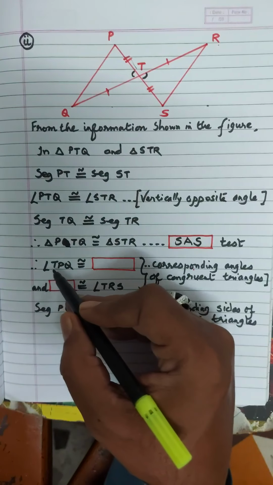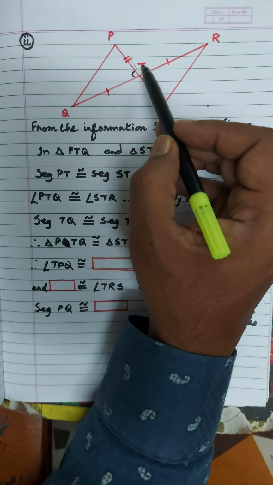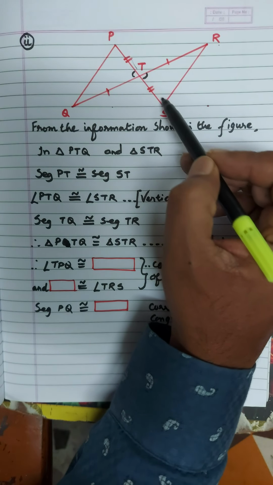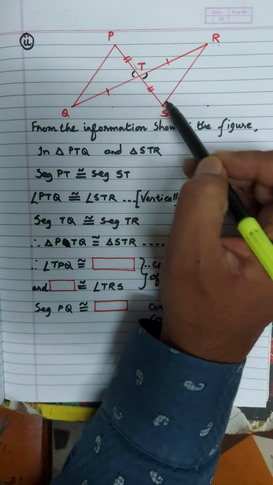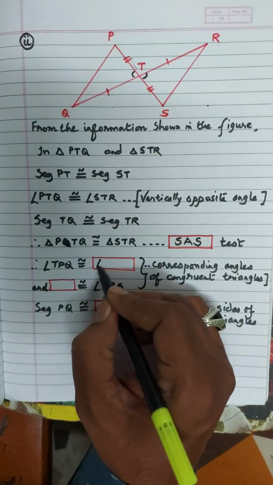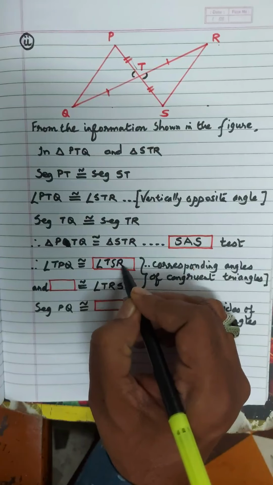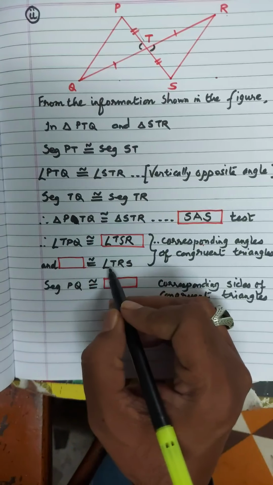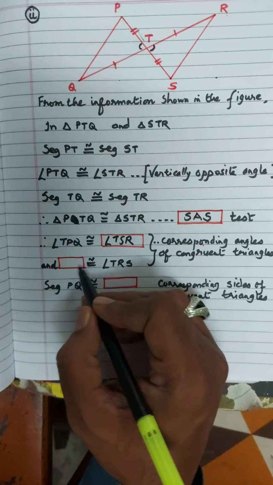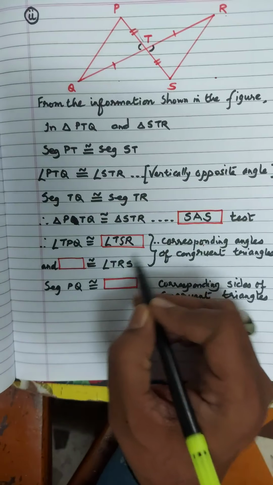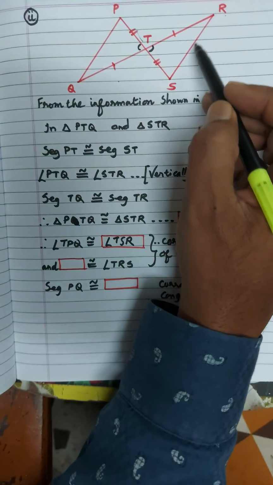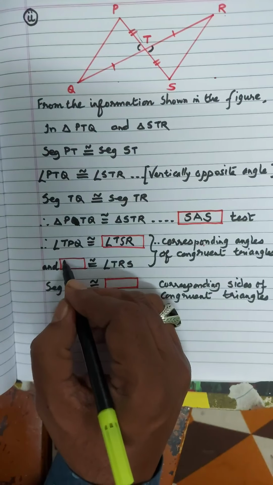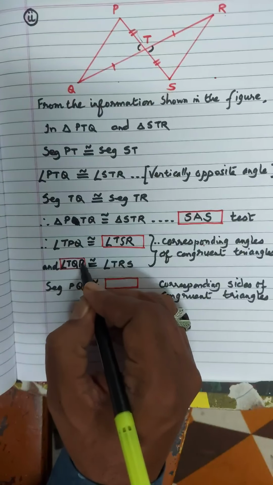Now look at the triangle here, angle TPQ. How is it moving? The next angle we need to take here is TSR, not TPQ. So we need to write here TSR, because of corresponding angles of congruent triangles. And angle TRS is given here. Now this box we need to fill out. Look at TRS, how it is moving. The next angle we need to take is TQP. So we need to write here TQP.